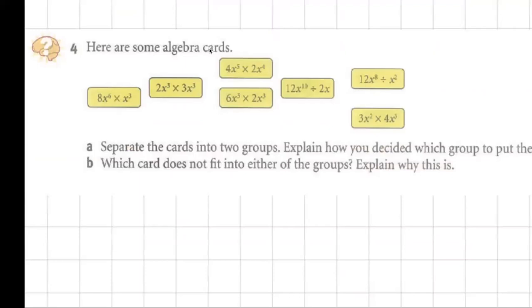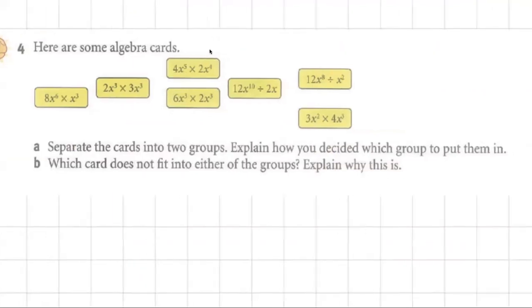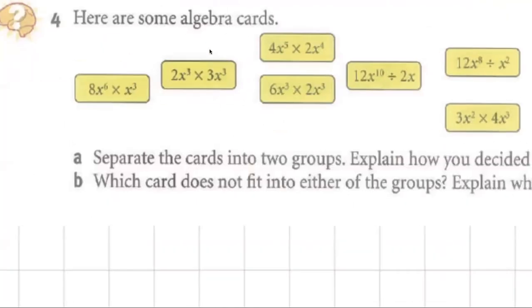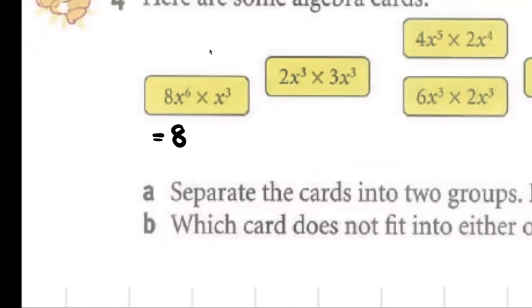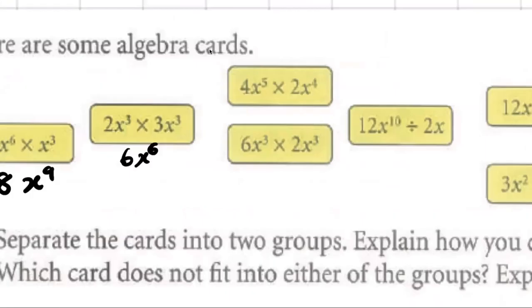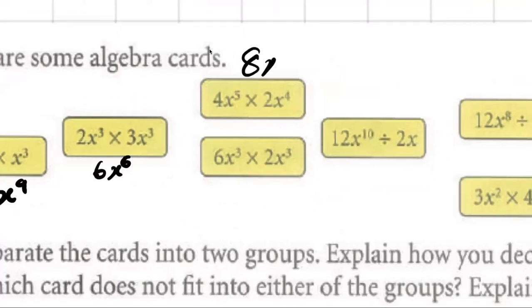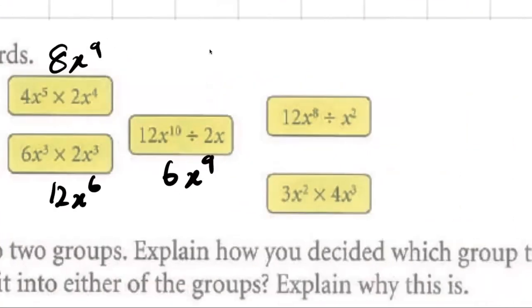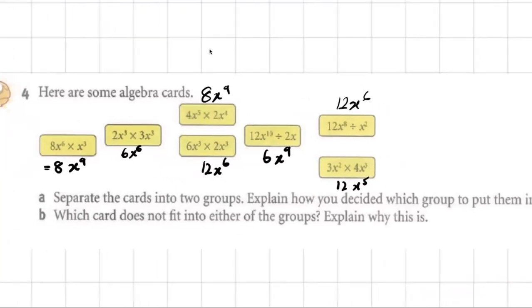Okay, let's look at this. Here are some algebra cards. Separate the cards into 2 groups. Explain how you decide which group to put them in. So let's just solve all of them. I'll just solve them mentally and write the answer right here. x to the power 3 times x to the power 6 is x to the power 9, and so on through the cards, giving answers such as 8x to the power of 9, 6x to the power of 6, 12x to the power of 6, 6x to the power of 9, and 12x to the power of 5. So you get all these answers here and then probably some odd ones out.